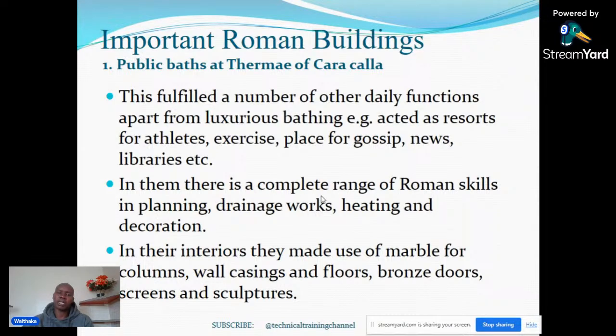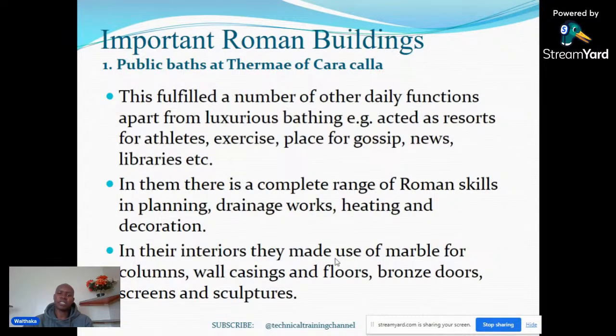In them, there is a complete range of Roman skills in planning, drainage works, heating, and decoration. So this building, the public bath, also brings another aspect that is again a major breakthrough within the industry. That is the skills of planning, drainage works, heating, and again decoration, because all these are works that are quite important within any typology or any design work that is supposed to be erected or put up.